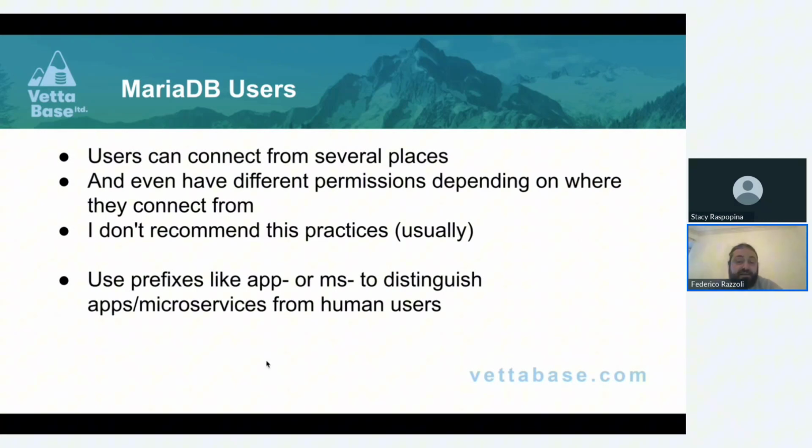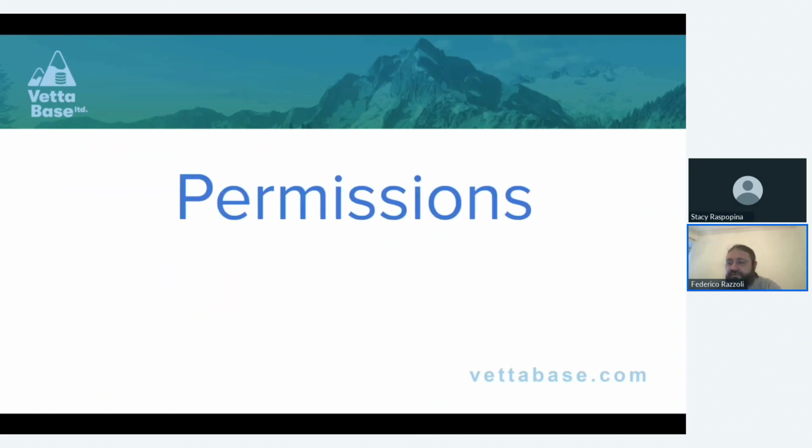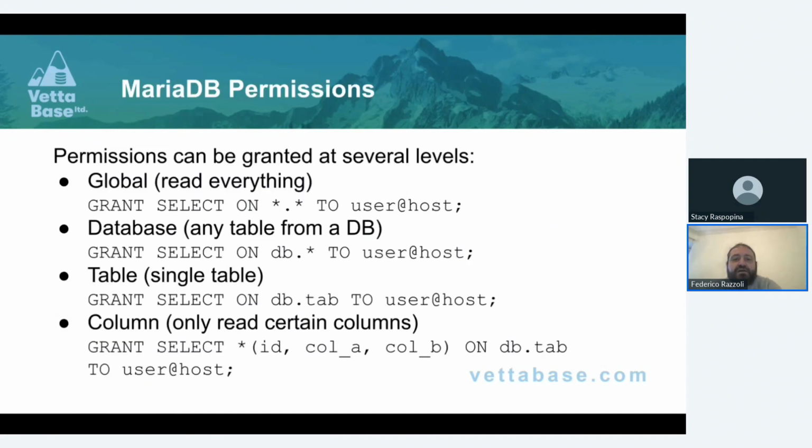I recommend using prefixes for users simply because it makes it easier to manage them. So, for example, if your microservices have an MS prefix, this will help you distinguish them from human users, because human users should be handled differently from applications.